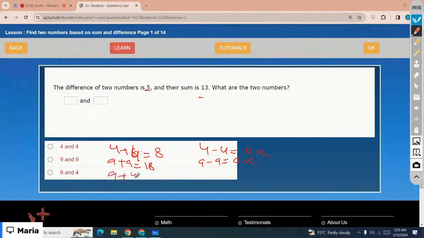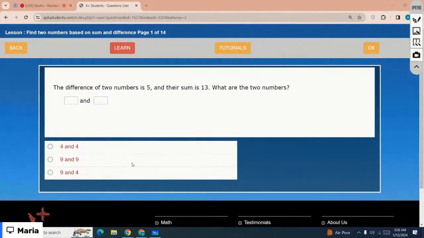9 plus 4 is 13, and 9 minus 4 is 5. So you can see the difference. These are the two numbers whose difference is 5 and whose sum is 13, right? So the correct option is 9 and 4. Got it?